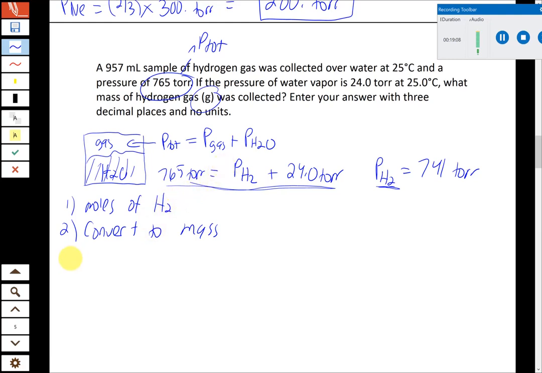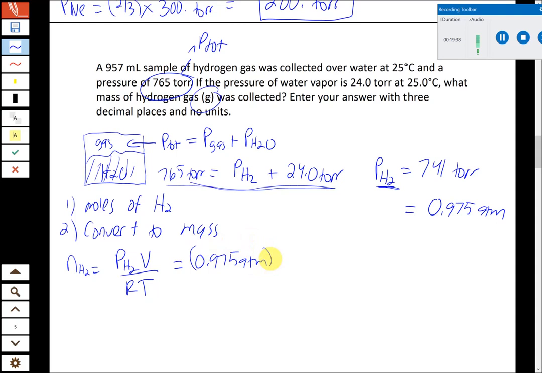So to find the moles of hydrogen, we're going to rearrange PV equals nRT, and so the moles of hydrogen is going to be the pressure of hydrogen times the volume divided by RT. So this is just the ideal gas equation. 741 torr, we have to convert that to atmospheres to be able to use the ideal gas equation. So 741 divided by 760 is 0.975. So that's our pressure of hydrogen in the correct units of atmospheres.